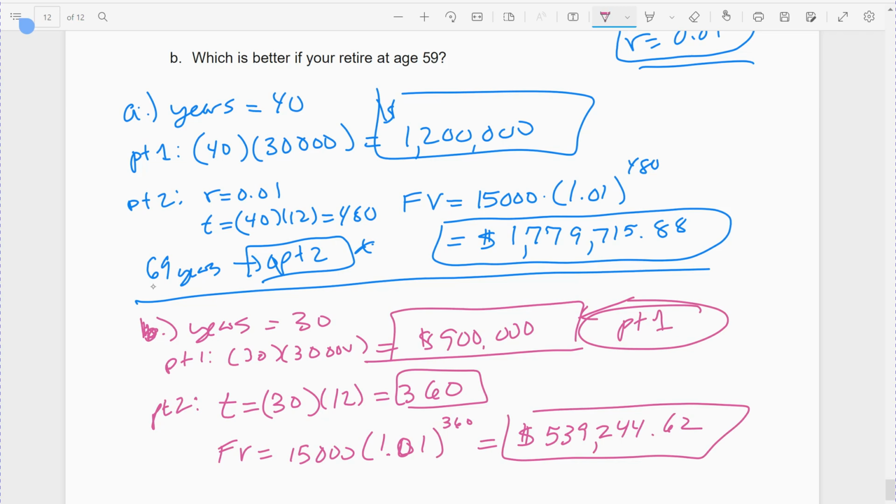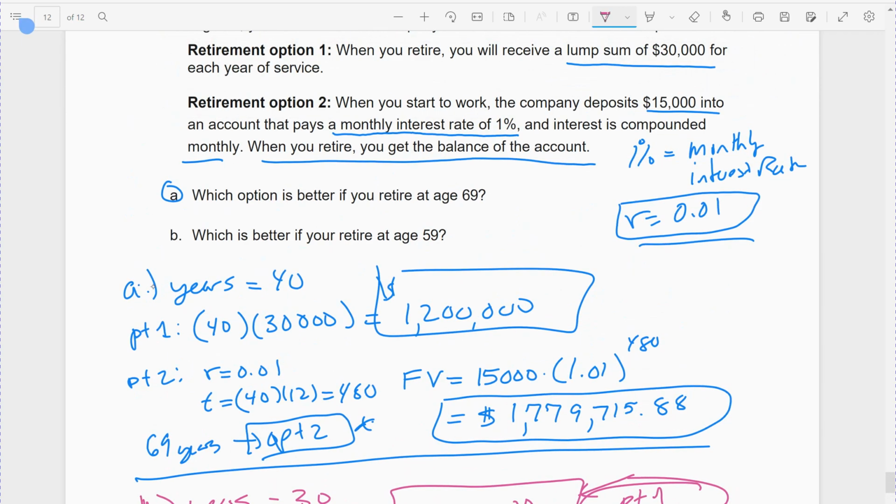And the biggest thing about this one that I wanted to point out is they gave you R. Alright, they gave you the monthly interest rate, not APR. Since they gave you the monthly interest rate, it is the R in the compounding formula.